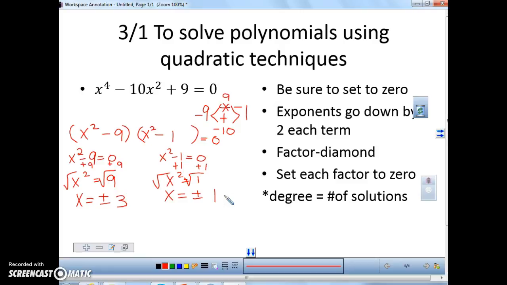If we graph this in our calculator, we'll see it cross the x-axis at 3, negative 3, 1, and negative 1. That's where the x-intercepts are. Are they real or imaginaries? Real. All of these are real numbers because there's no i's. Okay. All right. Did I lose anybody? What questions do you have so far?